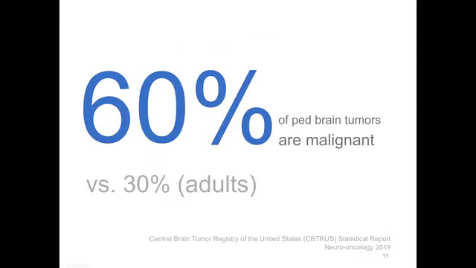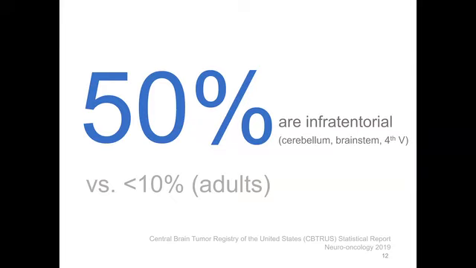Some numbers might be interesting to you, and you probably need to know. Whenever you see a tumor in the pediatric brain, you have a 60% chance the tumor is going to be malignant, compared to only a 30% chance in adults. And when you see a tumor in the pediatric brain, 50% of them will occur in the posterior fossa, including the cerebellum, brainstem, and fourth ventricle. Compared to adults, less than 10% of brain tumors occur in the posterior fossa.